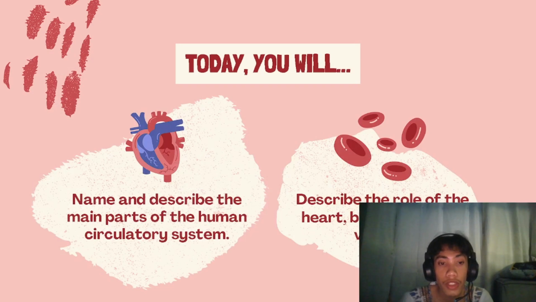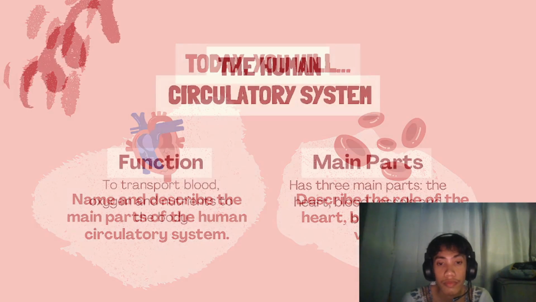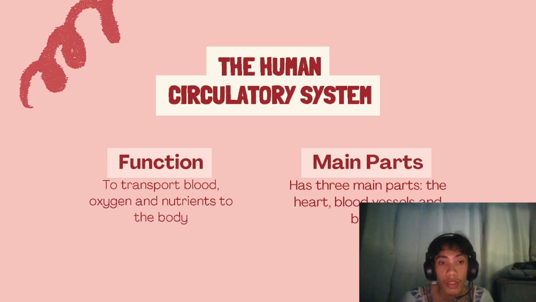Today, you'll name and describe the main parts of the human circulatory system and describe the role of the heart, blood, and blood vessels. So, the function of the human circulatory system is to transport blood, oxygen, and nutrients to the body. And its three main parts are the heart, the blood vessels, and the blood.